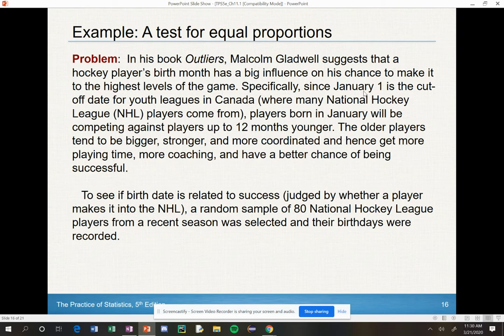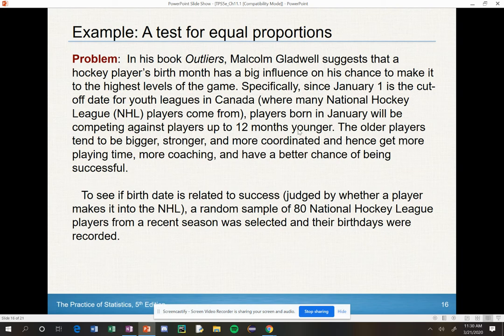Specifically, since January 1st is the cutoff date for youth leagues in Canada, where many NHL players come from, players born in January will be competing against players up to 12 months younger. So that means they have an advantage, because at that young age, if you're 7 years old and you're a full 12 months or 11 months older than someone, you're typically faster, stronger, and so forth.